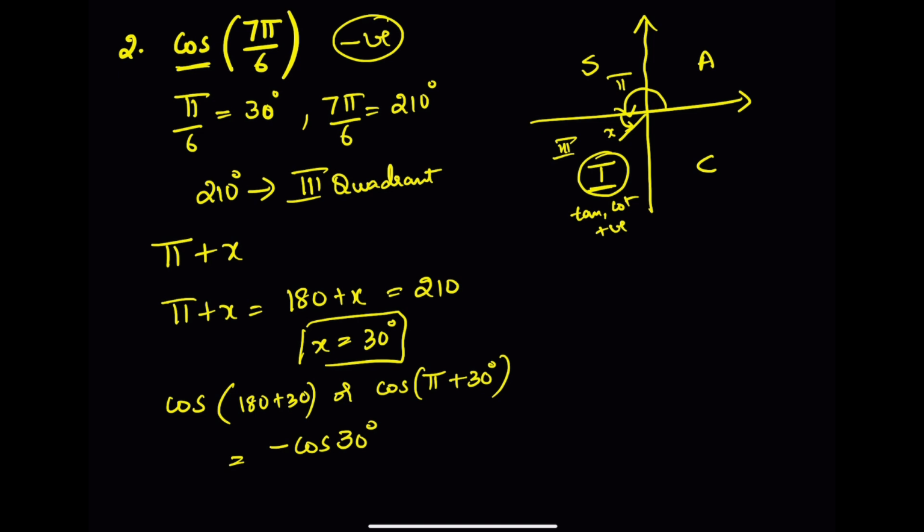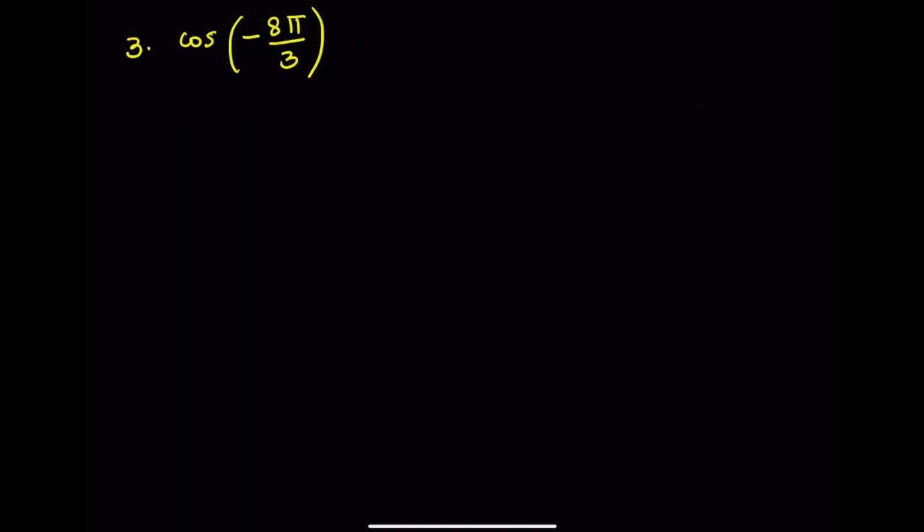And what is cos 30? It's square root of 3 by 2. So this is how we can solve the second problem, cos of 7 pi by 6. Let's solve the third problem, cos of minus 8 pi by 3.